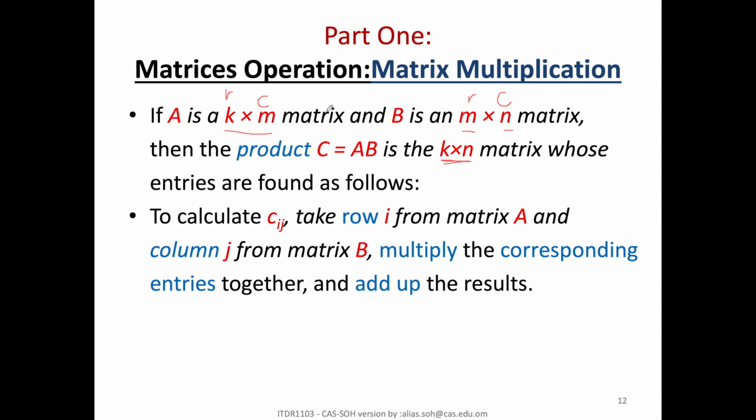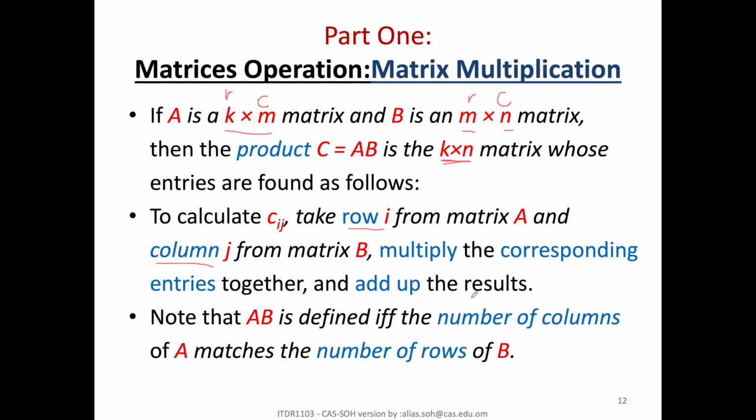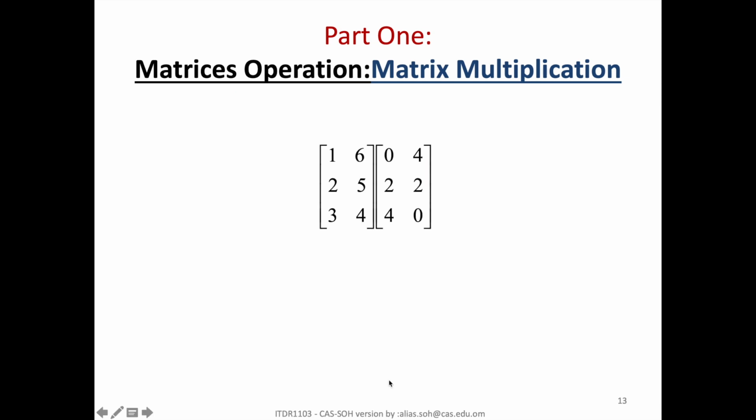So in multiplication, we take row I from A and column J from B, then multiply the corresponding entries and add up the results. Alright, so here is our rule to multiply two matrices: the number of columns of matrix A should match the number of rows of matrix B. Let's check out this example.